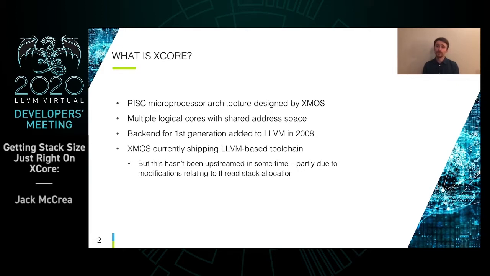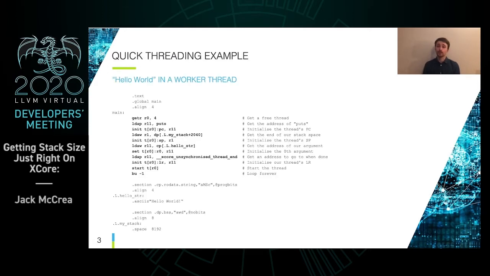One of the reasons is that our currently shipping toolchain is maintained out of tree, and one of the reasons for that is our implementation of stack size calculation. If you're wondering why that's an important feature to us, a major feature of the XCore is that it has several logical cores which share an address space, and they're pretty quick to launch. This example launches Hello World in a child thread.